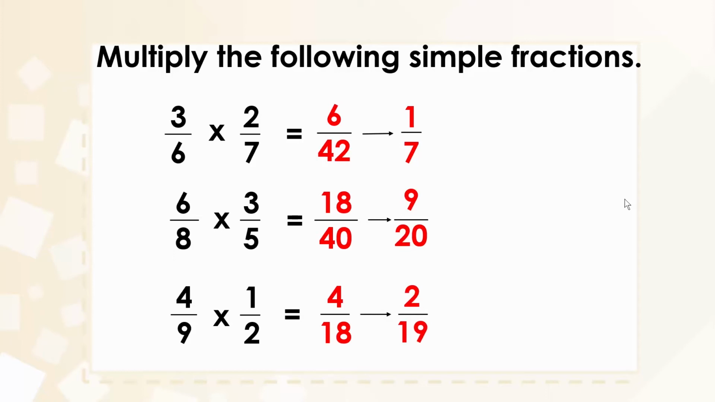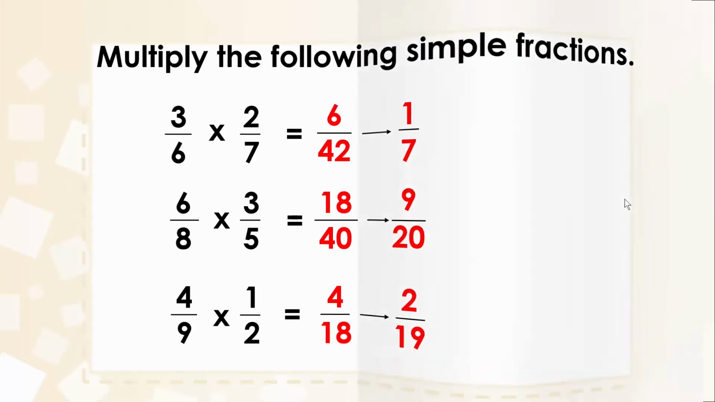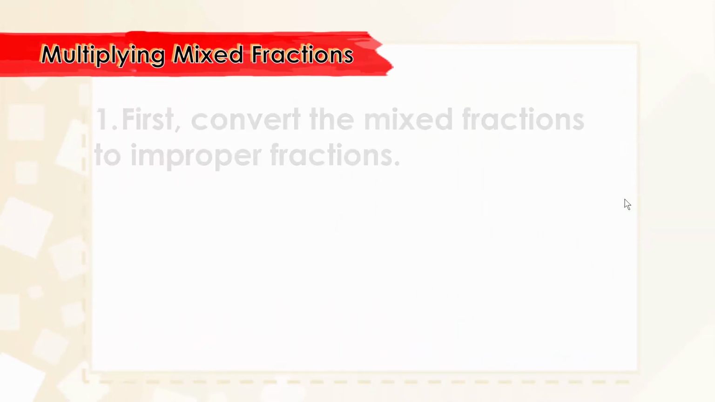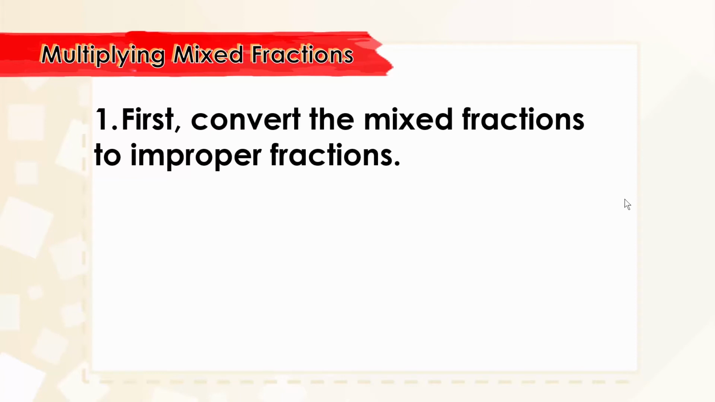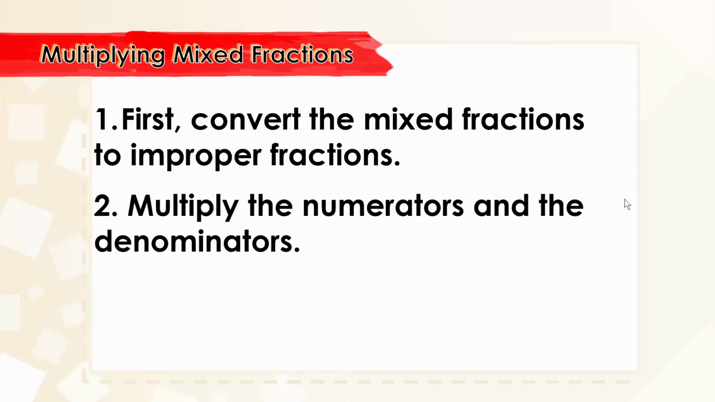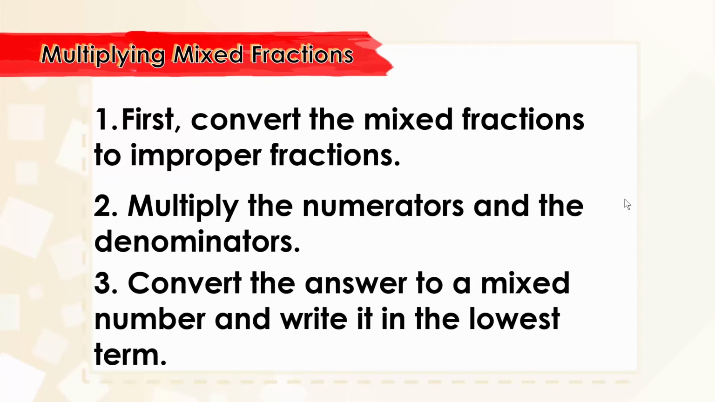But what if our problem involves mixed fractions? We just follow these simple steps. Number 1. To multiply mixed numbers, you must first convert the mixed numbers to improper fractions. Number 2. Multiply the numerators and the denominators. Number 3. Convert the answer to a mixed number and write it in the lowest term.